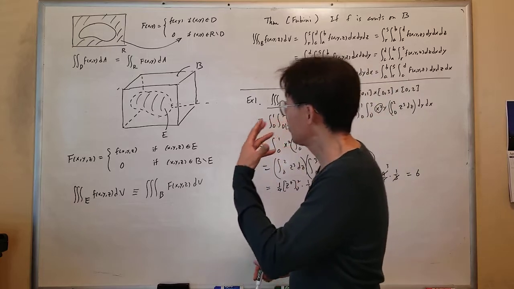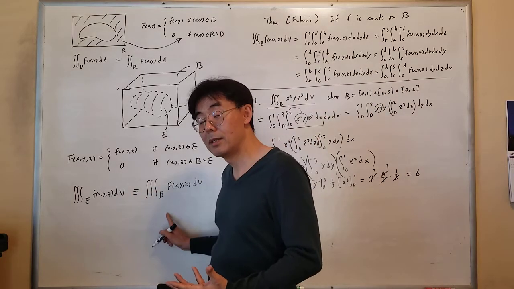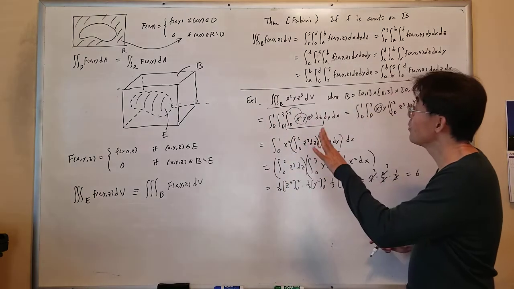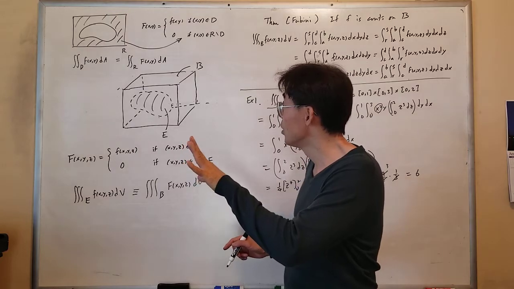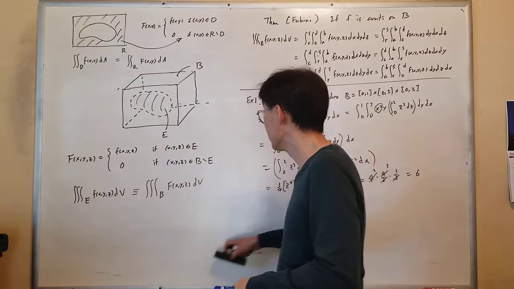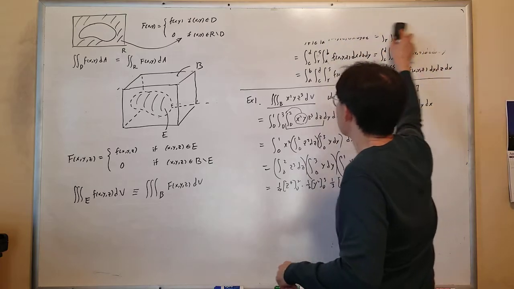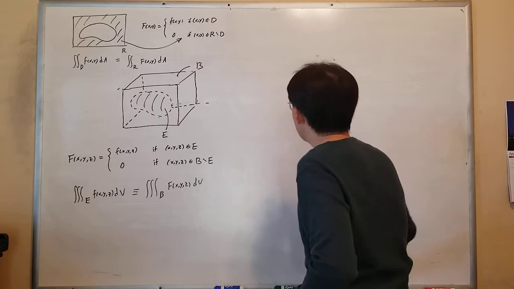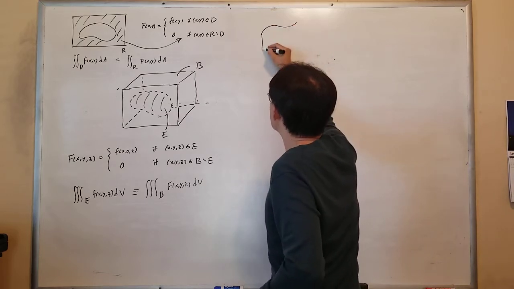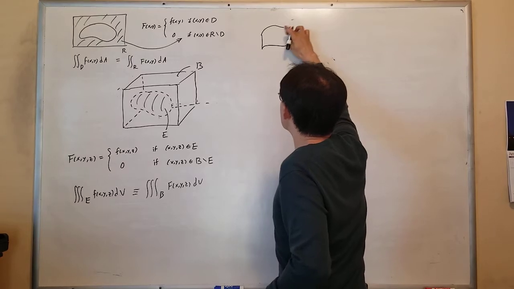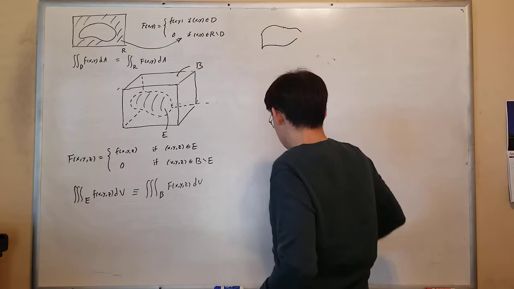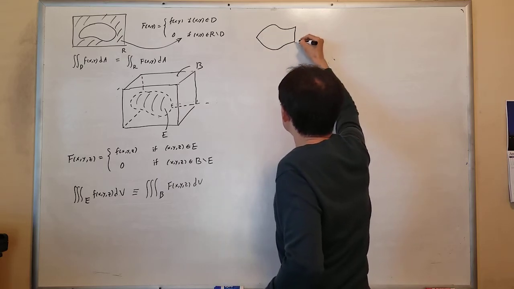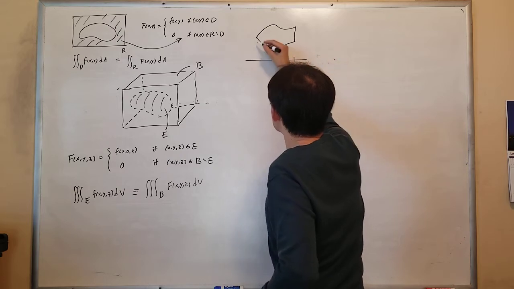But then how do we actually calculate this in practice? Well, in the double integral, what did we do? We thought about type 1 and type 2. You remember? When your domain is, let's say, type 1 like this.